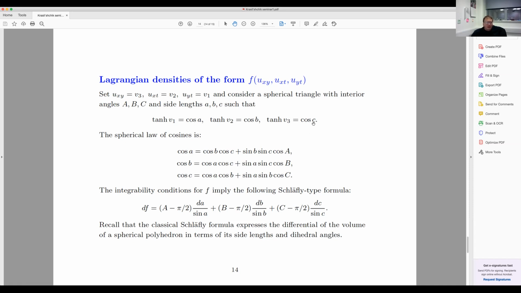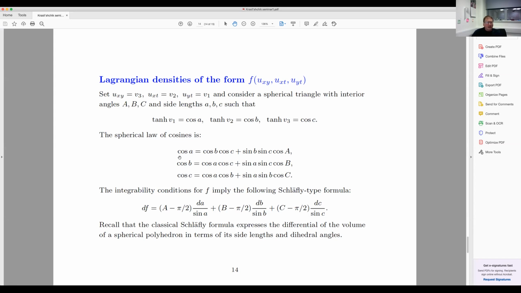Now let's do the following. Introduce a spherical triangle, a triangle formed by geodesics on the unit sphere. It has sides A, B, C, and it has opposite angles, capital A, capital B, and capital C. Just usual side lengths, usual angles, but it's a spherical triangle, so its sides are arcs of great circles. They're geodesics on the sphere.